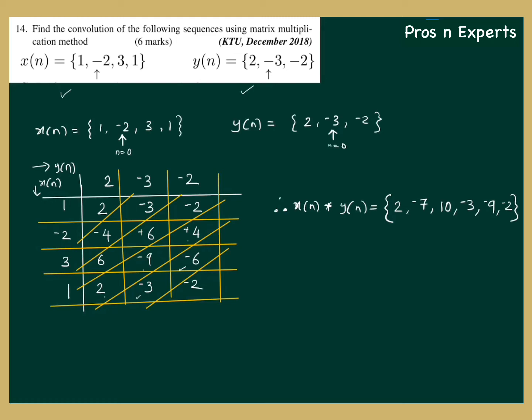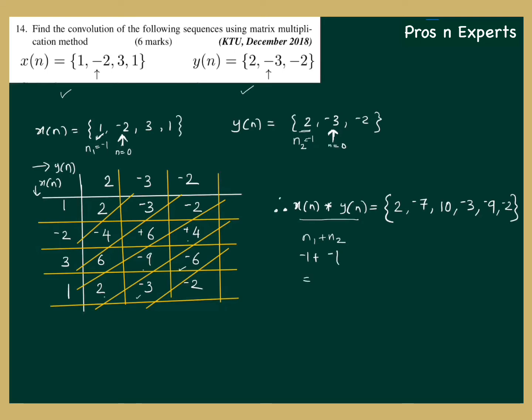If x of n starts at n equal to n1, and y of n starts at n equal to n2, then x of n convolution y of n will start at n1 plus n2. So here in x of n, n1 is equal to minus 1, right? Because this sample is at n equal to 0, so the first sample is going to be at n1 equal to minus 1. What is n2? This sample starts at n equal to 0, so the first sample will start at n2 equal to minus 1. So n2 equal to minus 1.